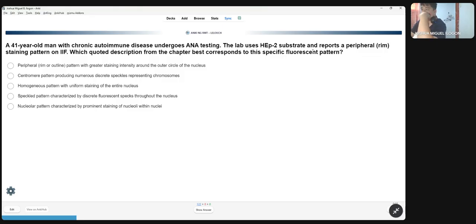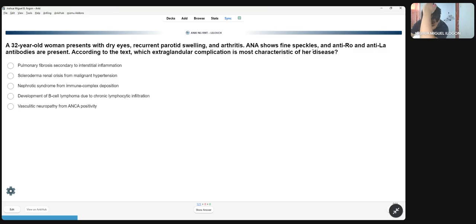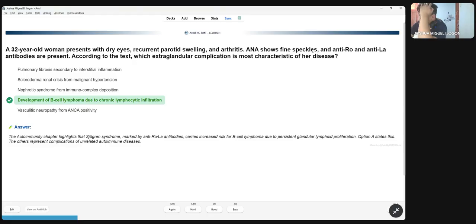Undergoes ANA testing. Two substrate reports peripheral rim staining. Rim. Why are these cards so obvious? Okay, dry eyes, recurrent parotid. Here, parotid. Fine speckles, anti-Ro, anti-La. Yeah, that's your B-cell lymphoma. Sjogren syndrome complicated by B-cell lymphoma, persistent glandular enlargement. Sjogren syndrome. I have to look for that again.